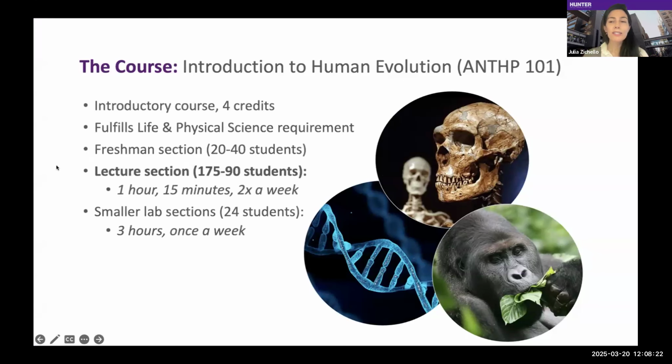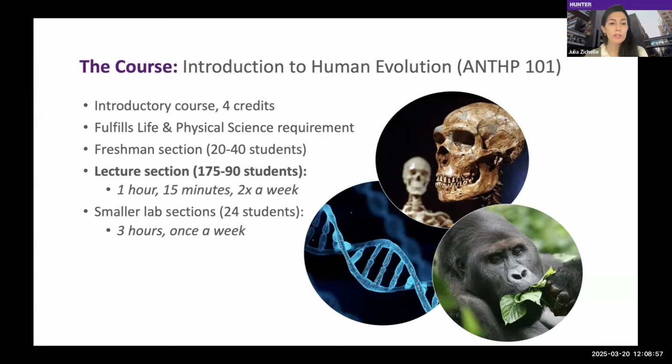So it's 4 credits. It also fulfills the life and physical sciences requirement. In the fall semesters, there's a subset of the students who are freshmen, so sometimes 20 to 40 students are freshmen. And the course is broken down into 2 parts, lecture section and then lab. This assignment is embedded into the lecture section. The size of the lecture varies. It can be up to 175 students or down to 90 students, which is still, of course, a lot. It's an hour and 15 minutes twice a week.